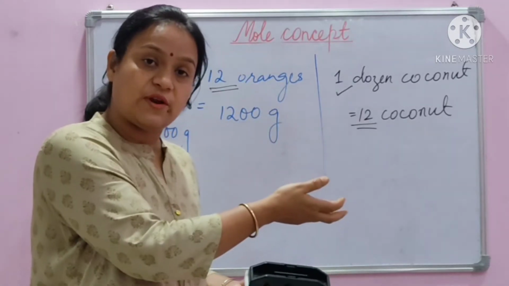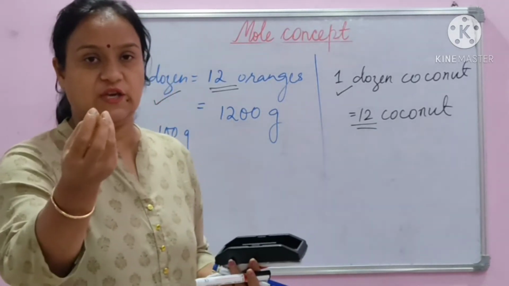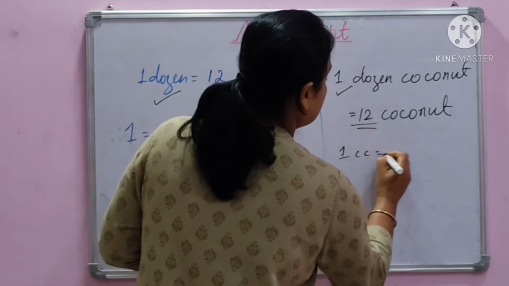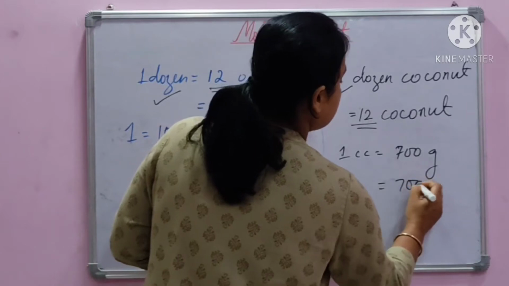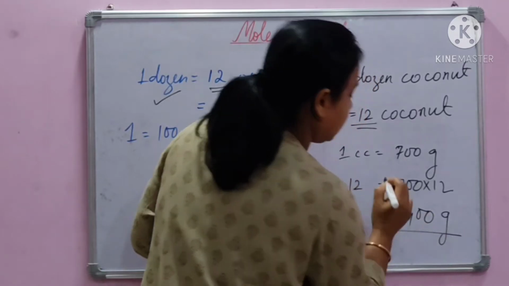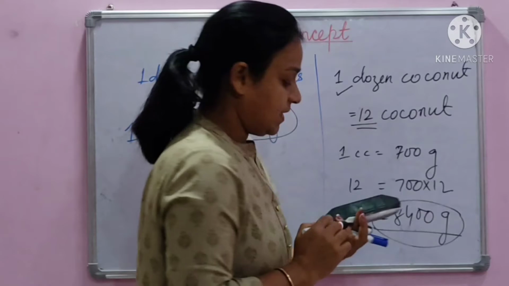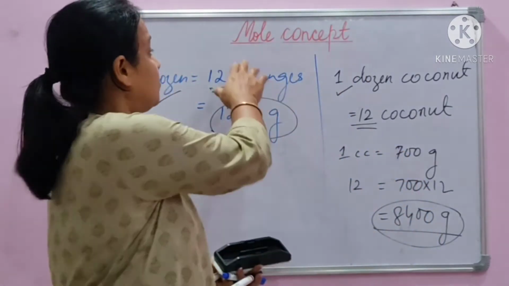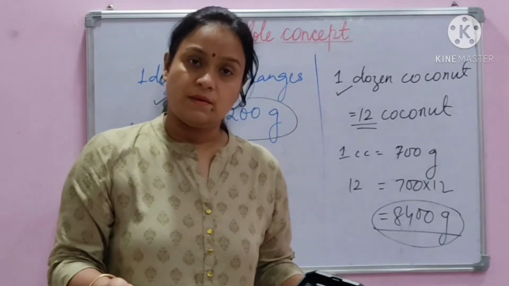But now if I ask you, what is the mass of 1 dozen coconut? Will it be the same as that of orange? Definitely not. It will be something much higher. Say if each coconut is say 700 grams, then 12 coconuts will be equal to quite a big quantity. So this means if we talk about 1 dozen, we are getting idea about two things, the number and the mass. Similarly, if you talk about mole, it is giving you idea about two things, the number and the mass.